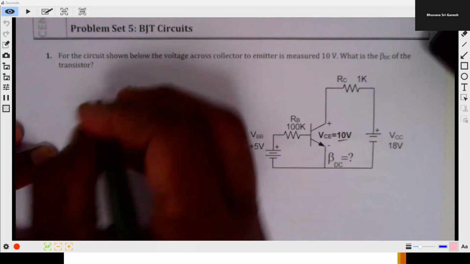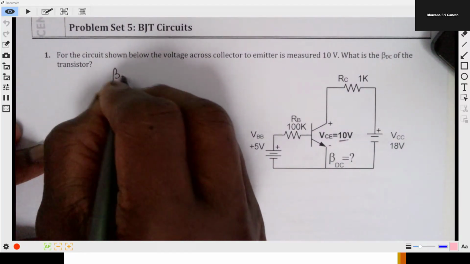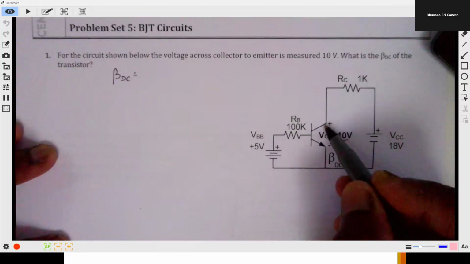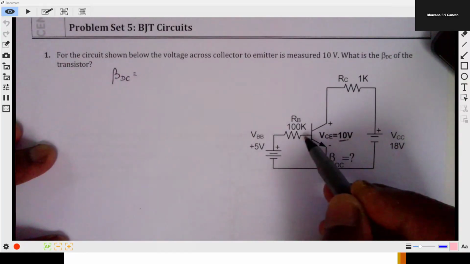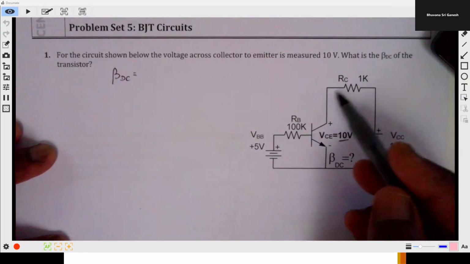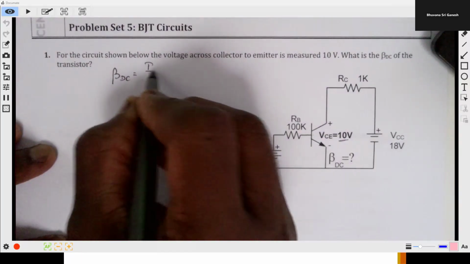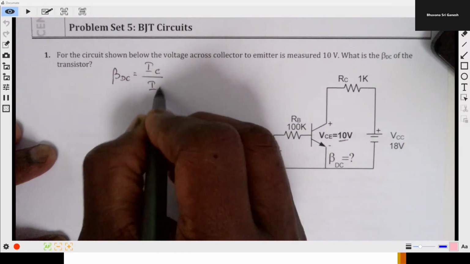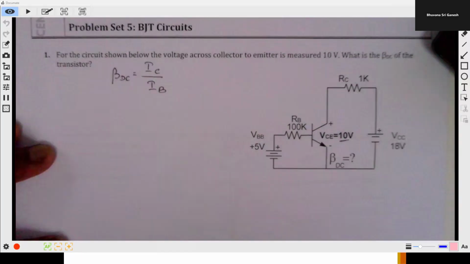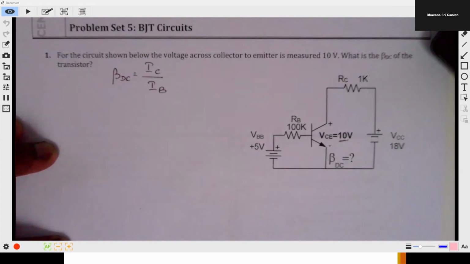Now what do we know about beta DC? Beta DC is output current over the input current. So what is the output current? It is the collector current IC, and the input is IB. Go to your formula sheet and look for the formula for IB and IC.